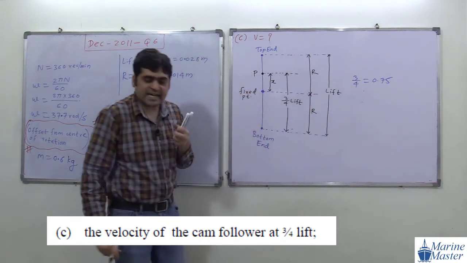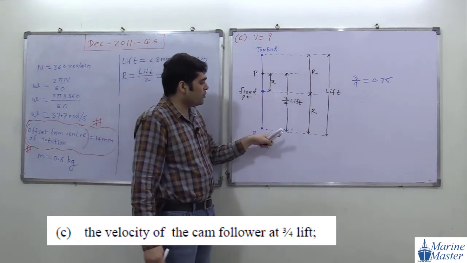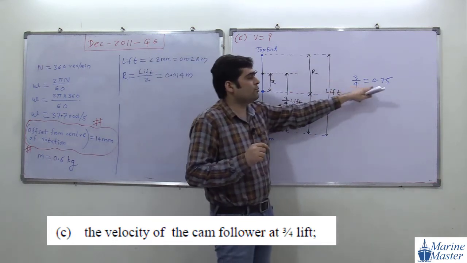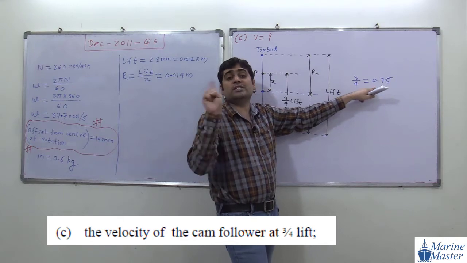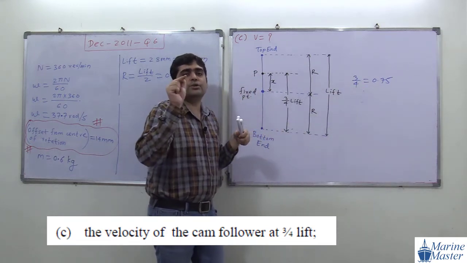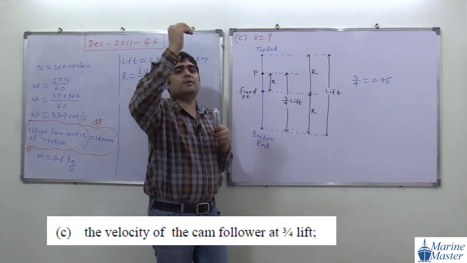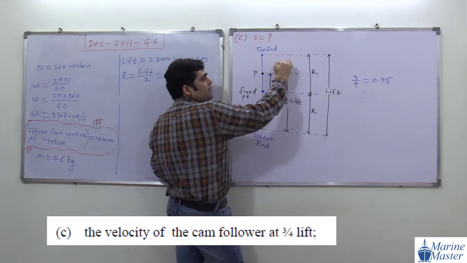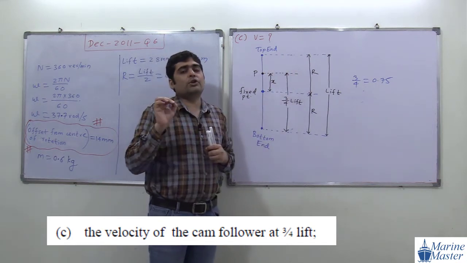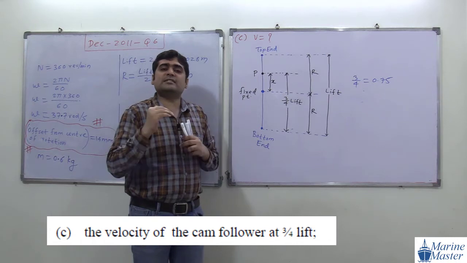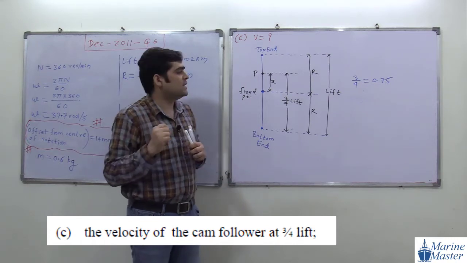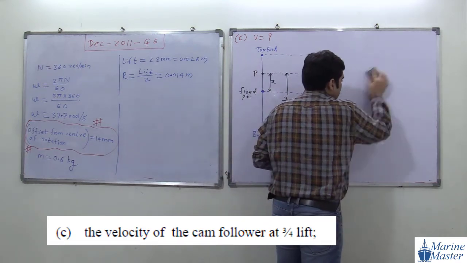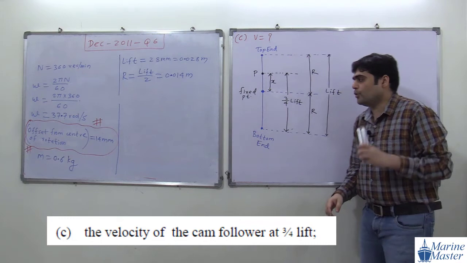Any doubt in this discussion? Why have I shown 3/4 of the lift? 3/4 means 0.75 of lift. It is above the 0.5 of lift, and 0.5 of lift is up to this point. So 0.75 means above that point. To get the value of x, what do we need? X means the distance from the fixed point or midpoint.